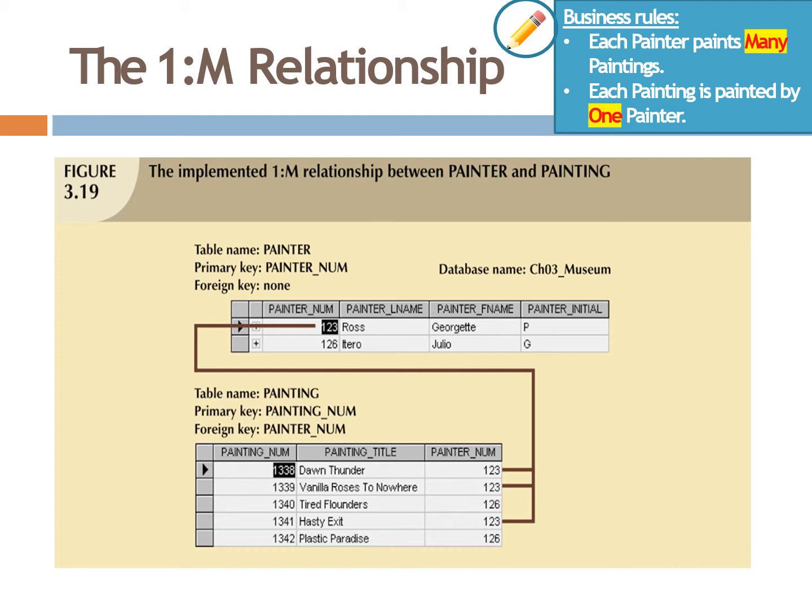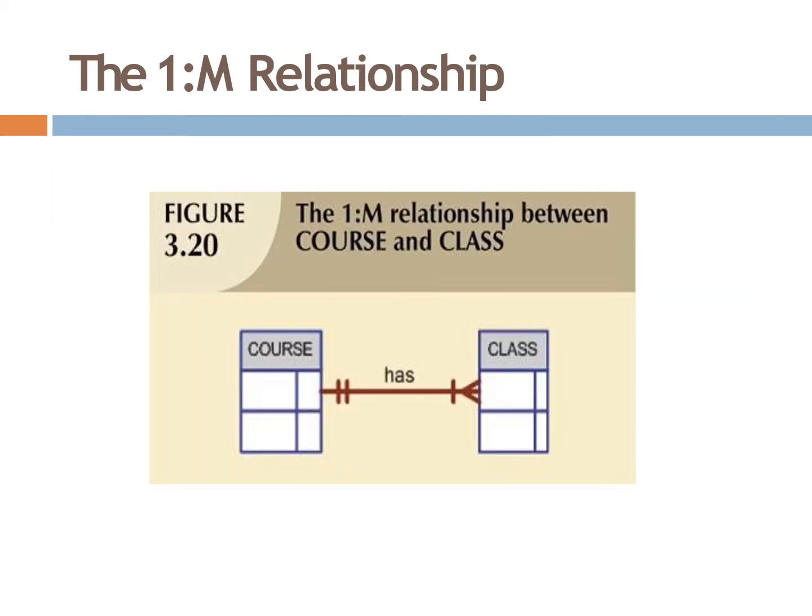Yeah, if you look at the table there, you can see one painter named Georgette Ross who paints three paintings. Yes, so one painter paints many paintings. So this is one to many relationship. Okay, and this is how you represent one to many using a crowfoot diagram, ERD.